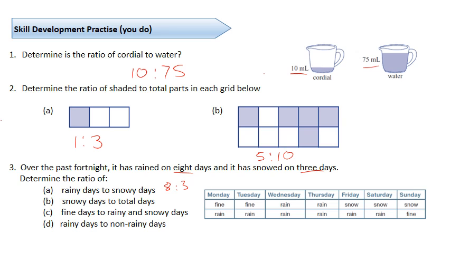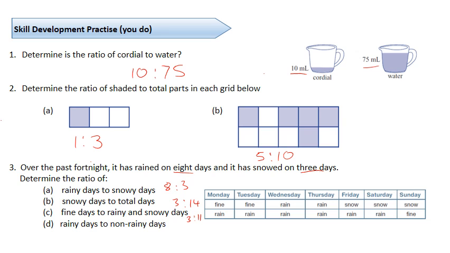Snowy days to total days. So a fortnight is going to contain 14 days. And it snowed 3 out of those 14 days. Alright, fine days to rainy and snowy days. So fine days, if you add up what's left, is 3 is to rainy and snowy days, which is 11.